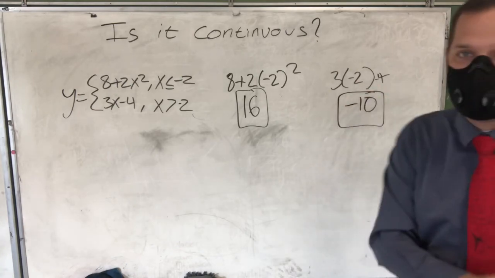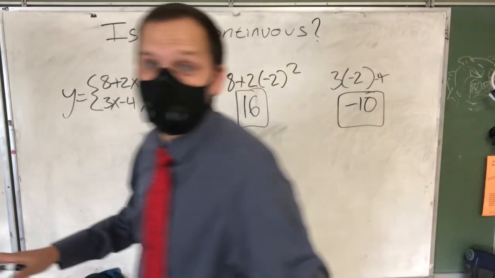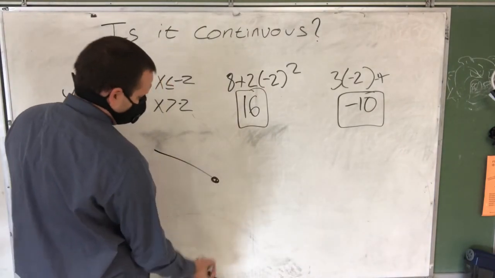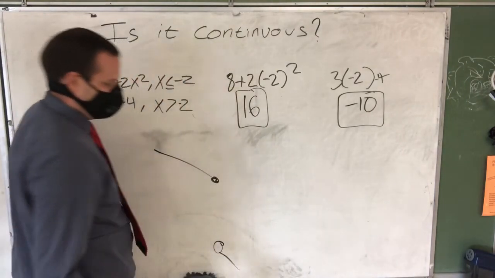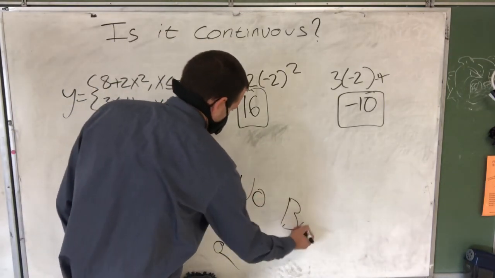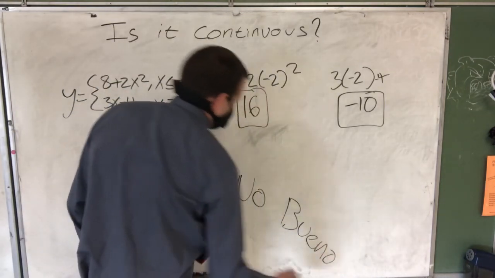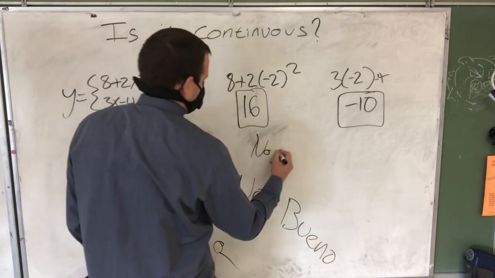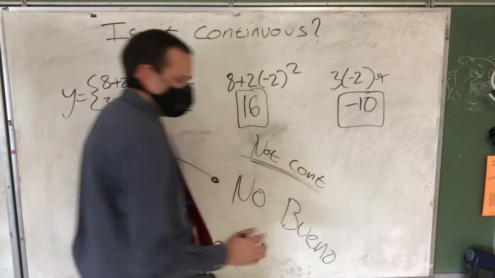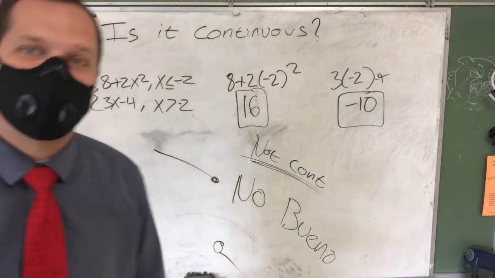Is this continuous? No, they do not have the same y value. One graph is going to come down, hit 16. The other one is going to be at negative 10. This is not continuous. This is no bueno. Or not continuous, okay? Not continuous. All right, give it a couple problems down there to try.